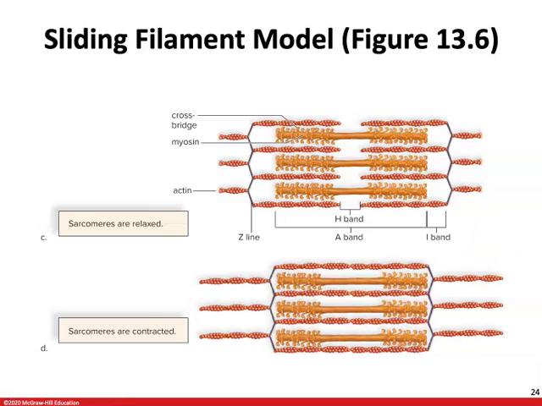So this is going to be done through the application of ATP. ATP is going to supply the energy for muscle contraction. The myosin filaments are going to break down that ATP, and those cross bridges are going to pull the actin filament towards the center of the sarcomere.